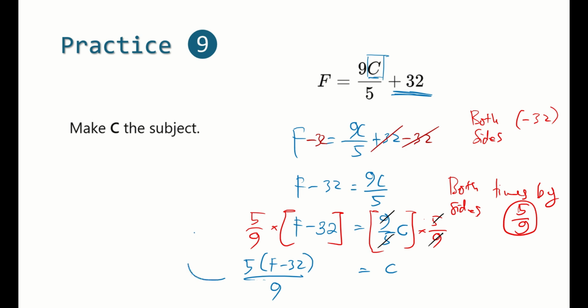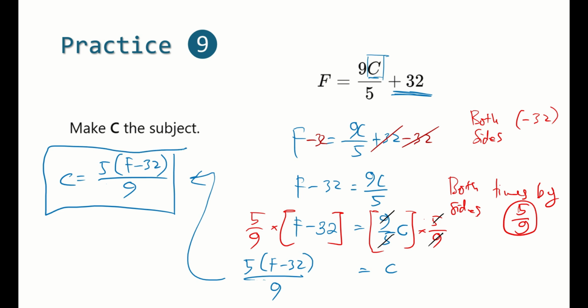So now switch the position. C equals 5 multiplied by F minus 32, over 9. So this is our final answer. So we have C as the subject now. Yeah, C as the subject.